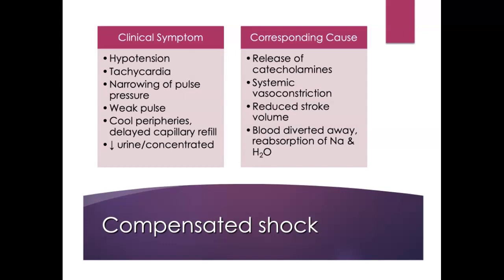So the sympathetic nervous system comes into play, which releases catecholamines, which causes that systemic vasoconstriction. So you'll have that cool, clammy skin and a reduced stroke volume. So it's trying to really get the blood to stay within the heart, not make the heart pump any harder than it needs to, and to supply the blood to the brain.